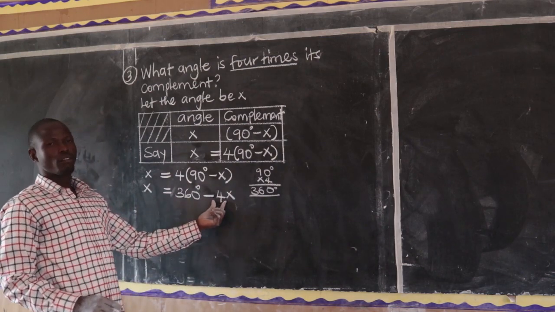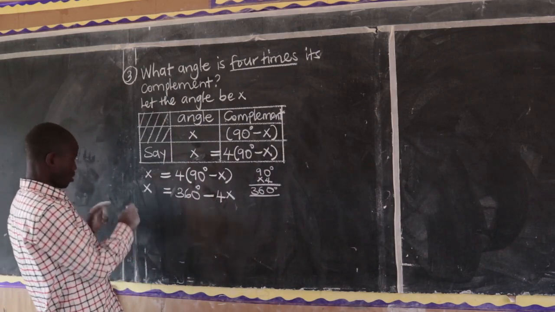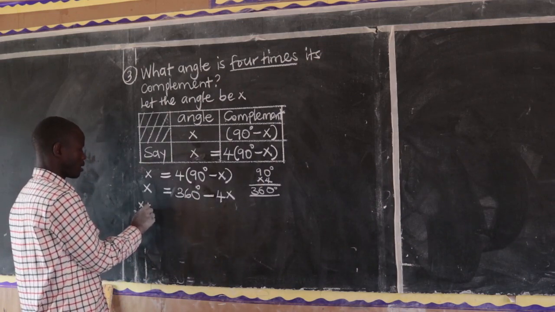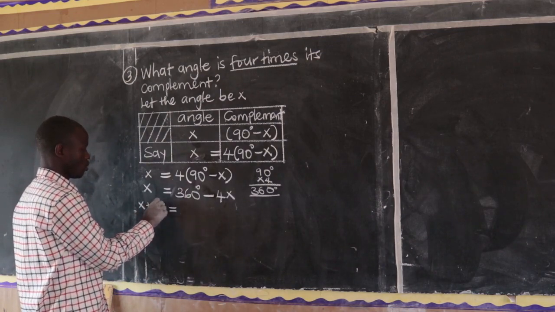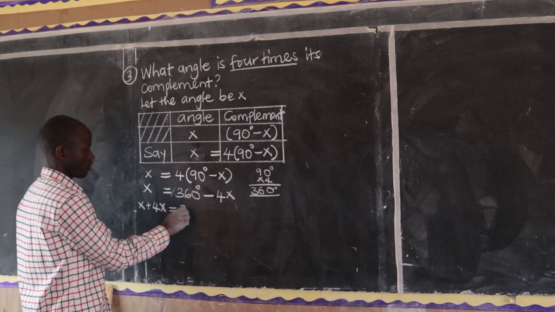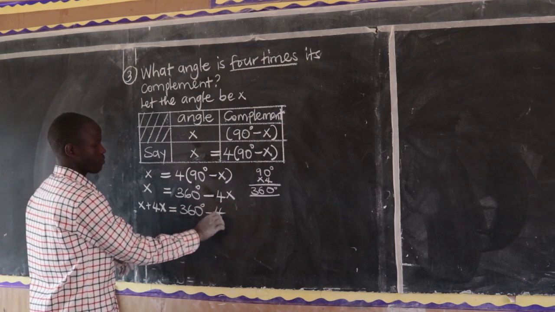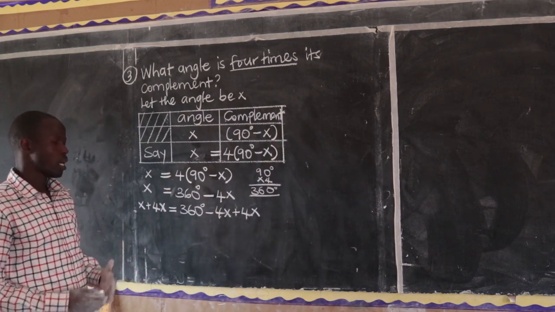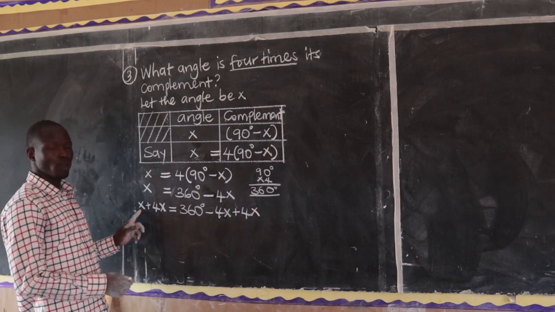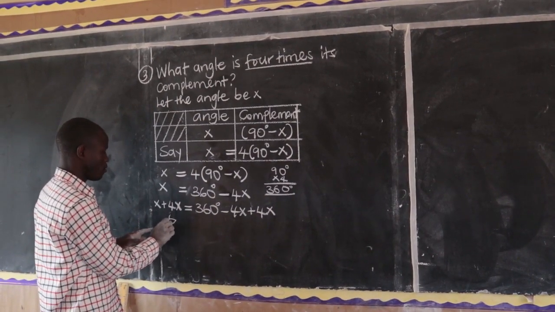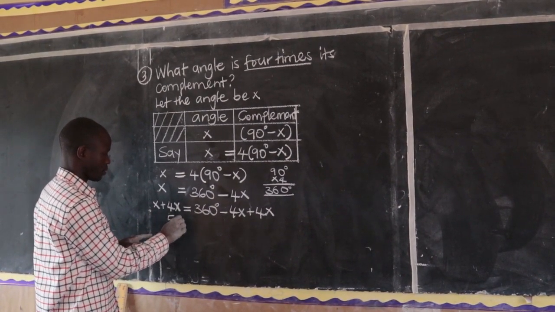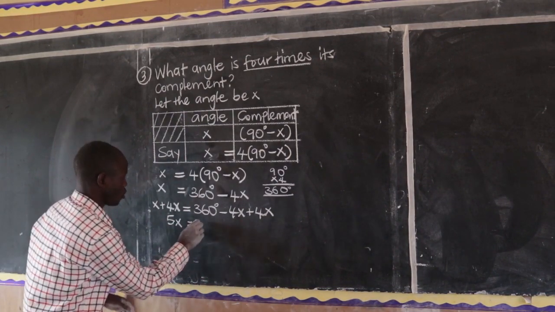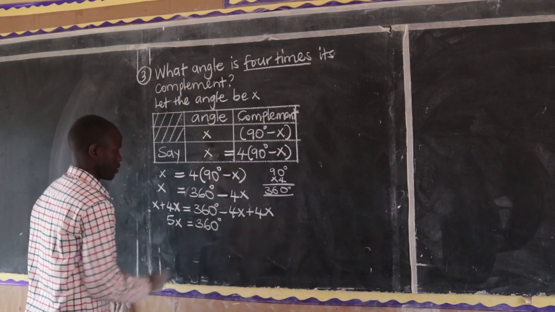The additive inverse of minus 4x is plus 4x. That will be introduced on both sides of the equation. x plus 4x is equal to 360 degrees minus 4x plus 4x. That's how we shall collect our like terms, whereby we will have x plus 4x giving you 5x. On the other side, minus 4x plus 4x is 0, so this is 360 degrees.